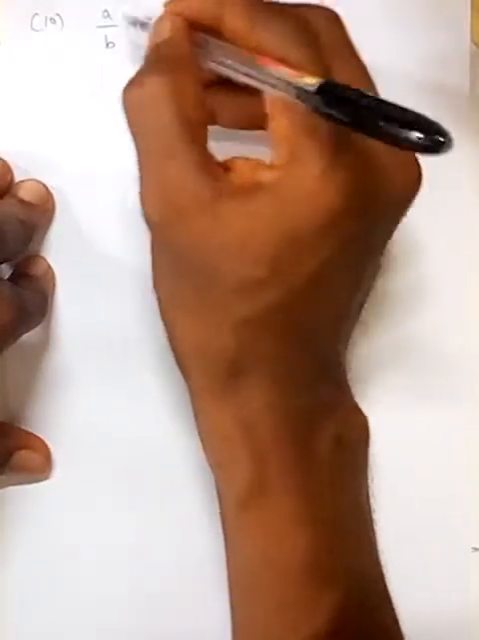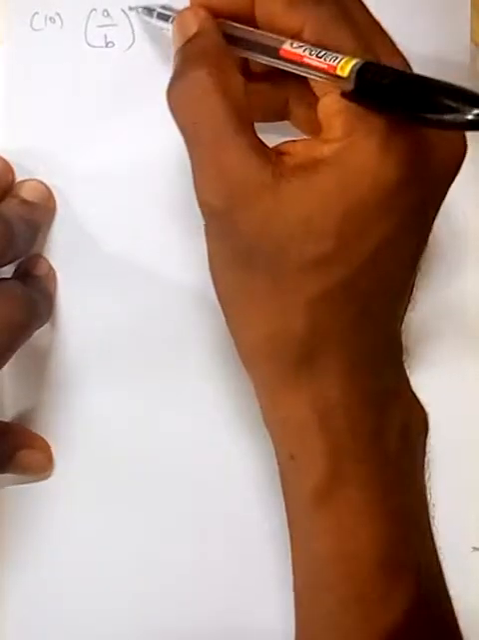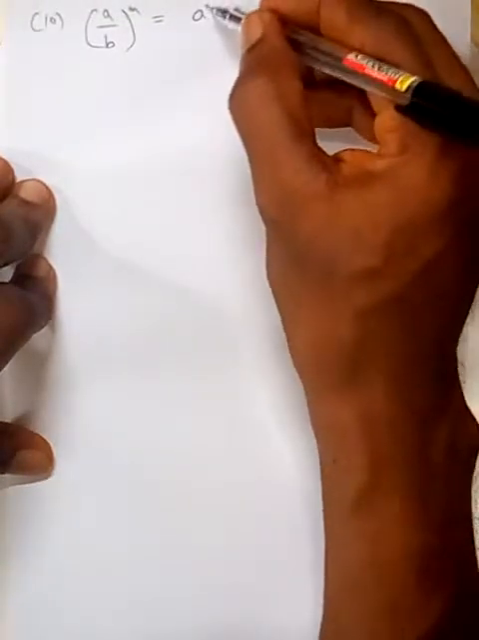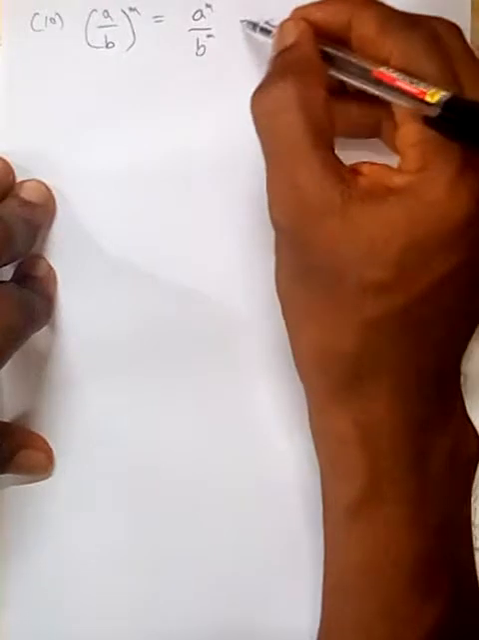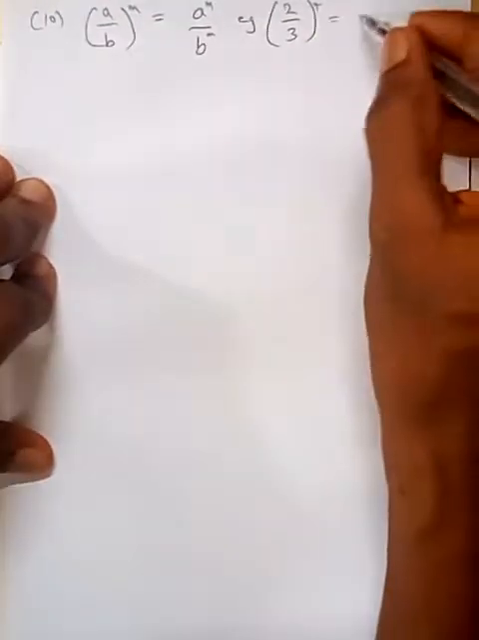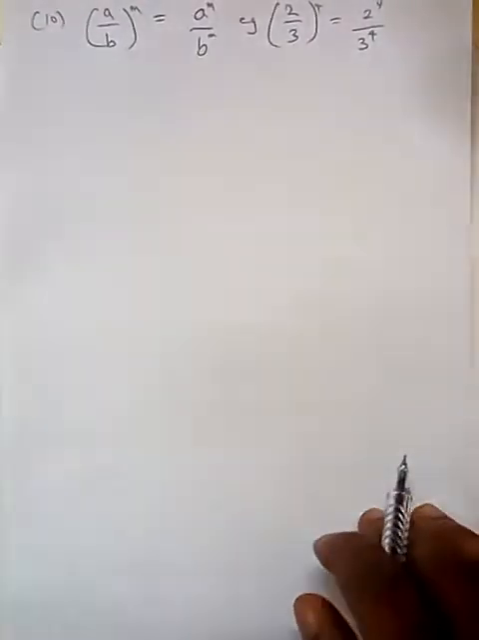Number 10, the 10th law. Number 10 is a over b raised to power m. Now this is divide, a divided by b. You can take this power to a and also take it to b. A raised to power m over b raised to power m. E.g., 2 over 3 raised to power 4 is 2 raised to power 4 over 3 raised to power 4. Okay. Now those are the laws.